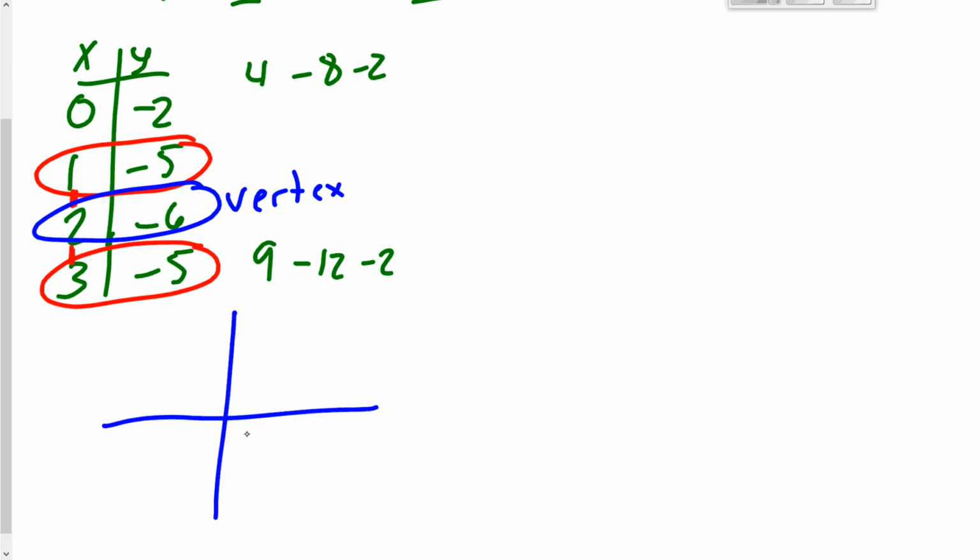So I can go 0, negative 2. I can go 1, negative 5. I can go 2, negative 6. 3, negative 5, back up to negative 2, and there I have my graph.